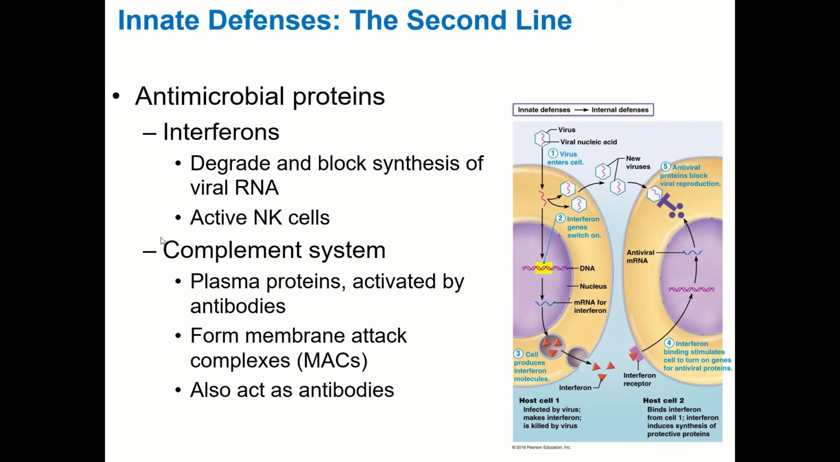The other thing is the complement system. And so the complement system, those are plasma proteins. So again, proteins that are floating around in your plasma. And so they are activated by antibodies. In terms of the name complement, they complement the adaptive immune system is kind of a way to think about them. And so when those plasma proteins are activated by antibodies, they can do a couple things. The first is that they form membrane attack complexes, or MACs. And so MACs are what I described to you earlier.